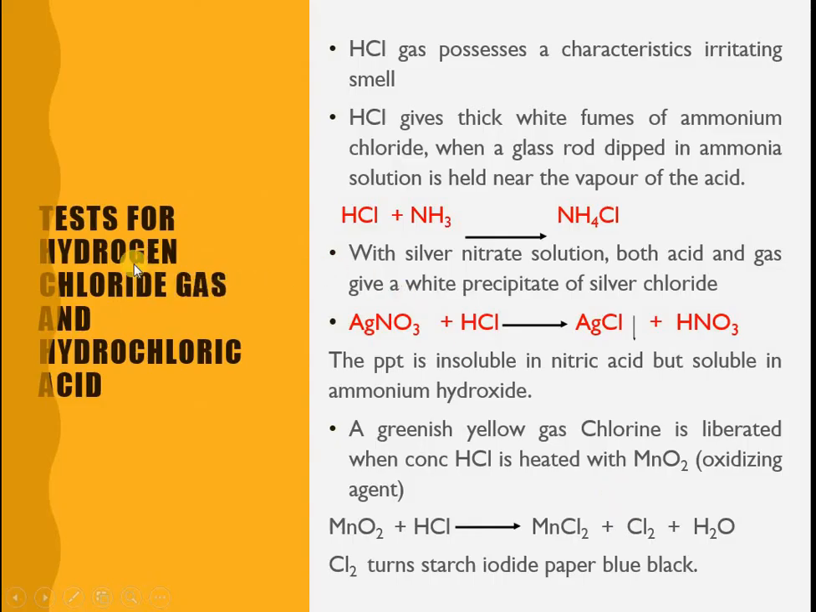Last is the test for hydrogen chloride gas and hydrochloric acid. Hydrogen chloride gas possesses a characteristic irritating smell. HCl gives thick white fumes of ammonium chloride when a glass rod dipped in ammonia solution is held near the vapor of the acid. With silver nitrate solution, both acid and gas give the white precipitate of silver chloride. This precipitate is insoluble in nitric acid and soluble in ammonium hydroxide. A greenish yellow gas, chlorine, is liberated when concentrated HCl is heated with manganese dioxide, and this chlorine gas turns starch iodide paper bluish black.